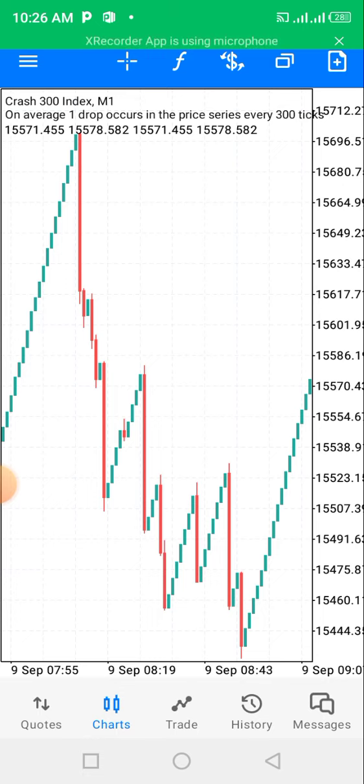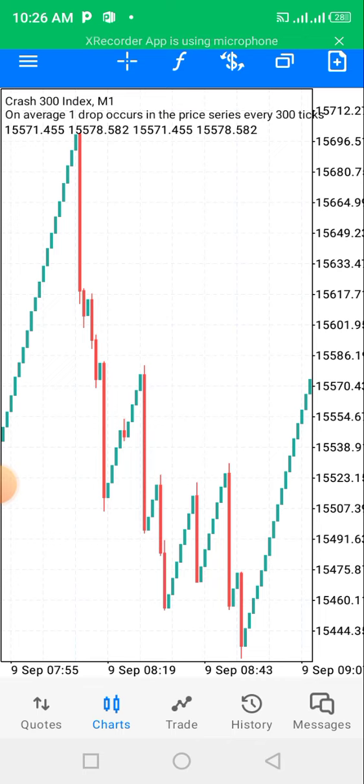Okay guys, so let's start. First of all, let's start with catching spikes. If you want to catch spikes on the boom and crash market, it depends on which of the pairs you are on, if you're on boom or if you're on crash. For example, now we are on crash 300, and let's say we want to catch spikes on crash 300.